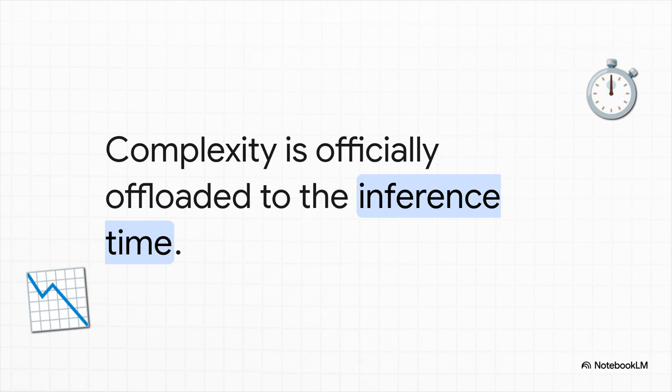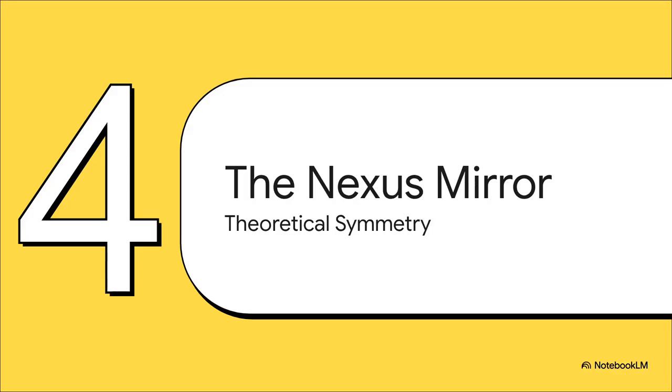It simply means we stop trying to shove an entire book into an AI's working memory all at the exact same time. Instead, complexity is officially offloaded from the architecture's width, meaning how much it can hold at once, to the inference time, which is the number of recursive steps it takes. We are finally allowing the AI to read, synthesize, and recurse, which, if you think about it, is exactly how human reasoning works.